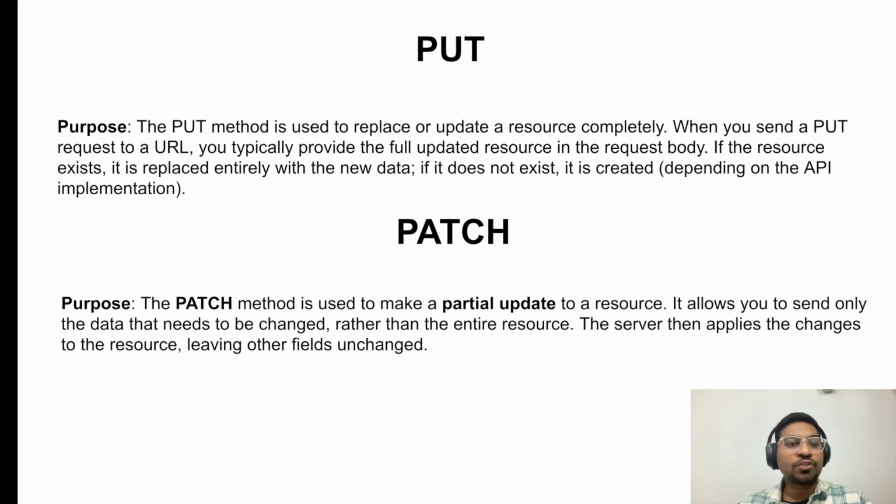When you send a PUT request to a URL, you typically provide the full updated resource in the request body. If the resource exists, it is replaced entirely with the new data. If it does not exist, it is created, depending on the API implementation. So basically, the main purpose of using the PUT API is to update the complete resource. It is going to replace the existing resource with your new resource. And if the resource does not exist, then it's basically going to create it. Creation totally depends on how exactly your API has been implemented.